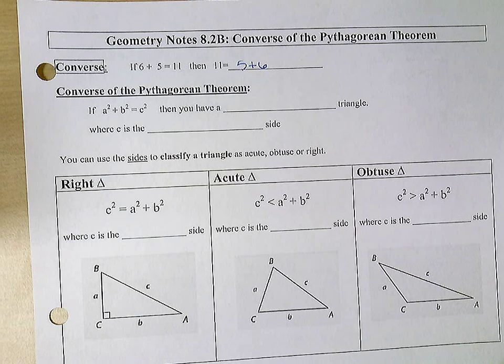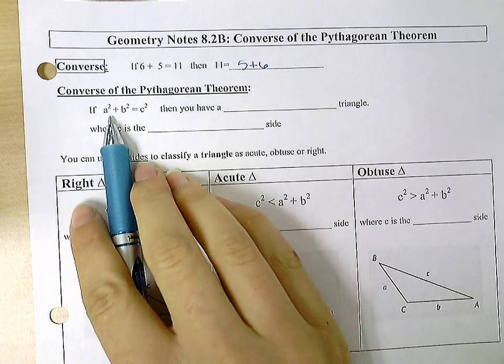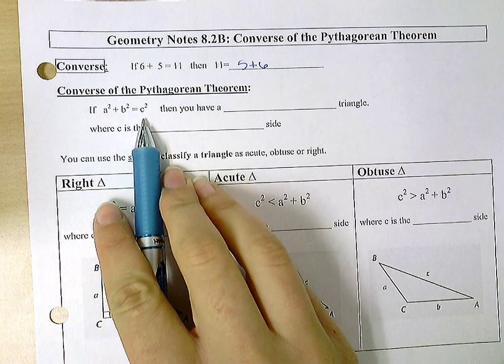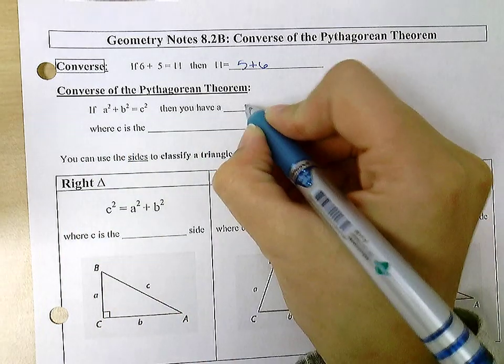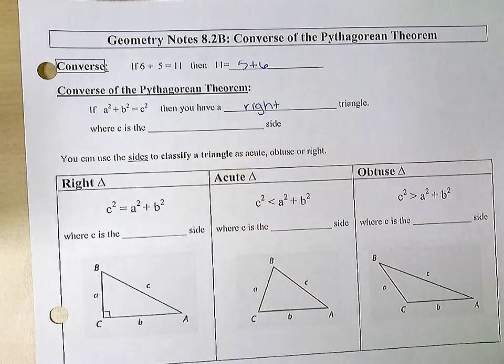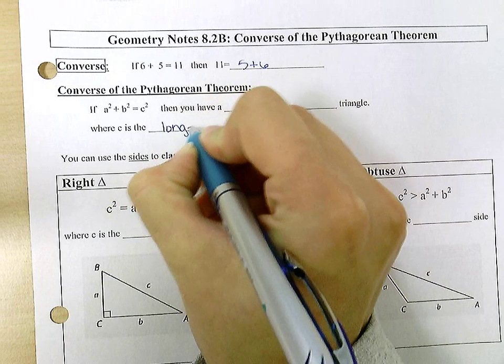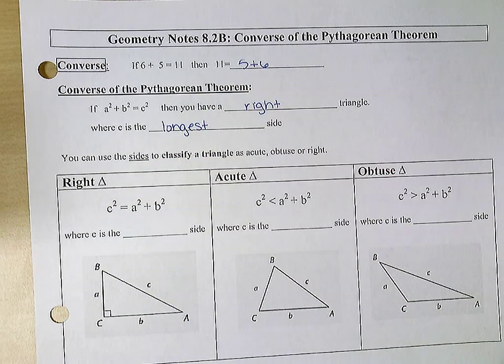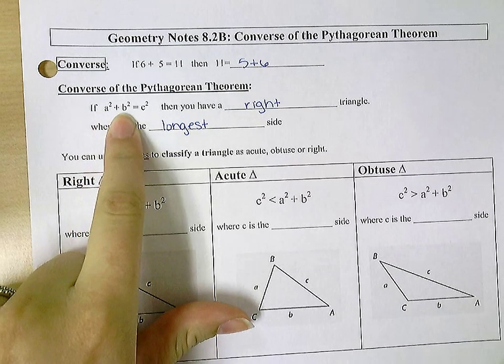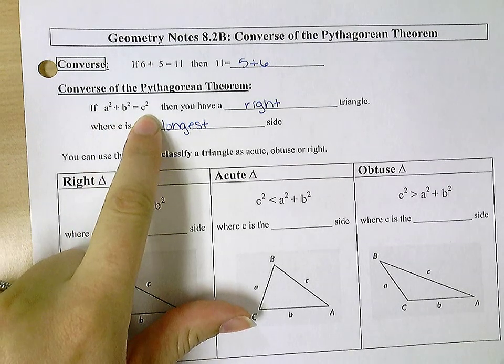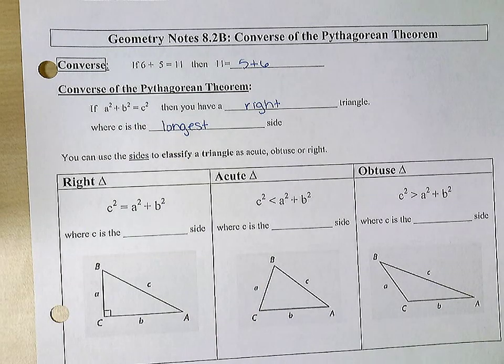So, looking at the converse of the Pythagorean theorem, now we have, if a squared plus b squared equals c squared, then you have a right triangle where c is the longest side. So if you are given 3 side lengths of a triangle, and you put the 2 smaller sides in for a and b, and they happen to equal that c squared value, then you do have a right triangle. So it's just kind of this backward statement of the Pythagorean theorem.